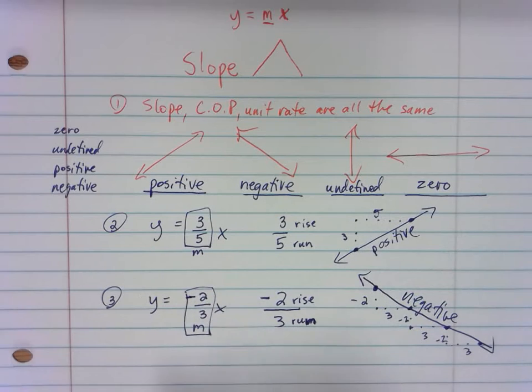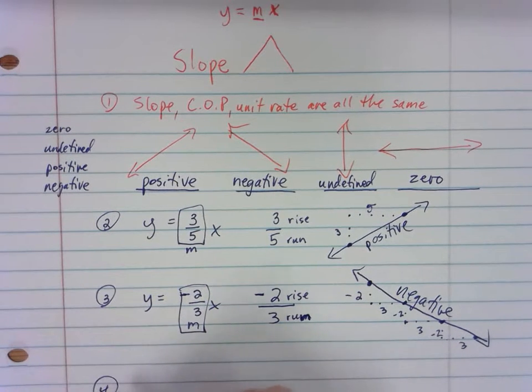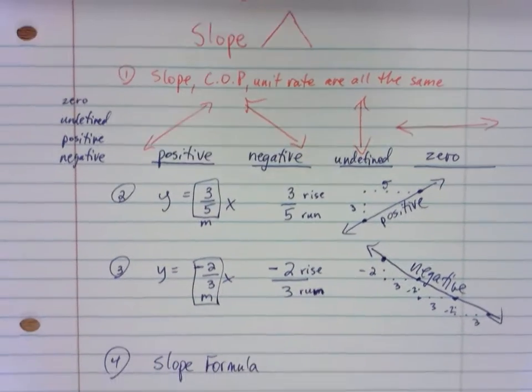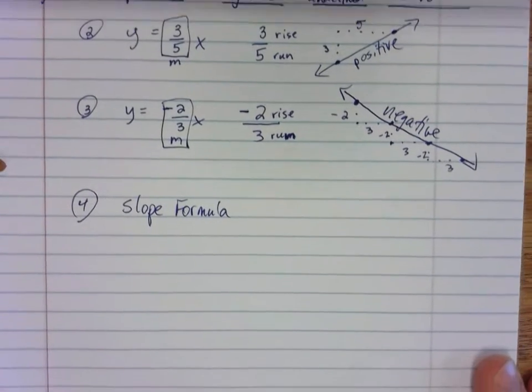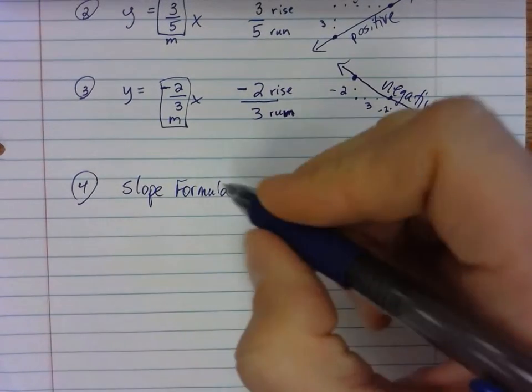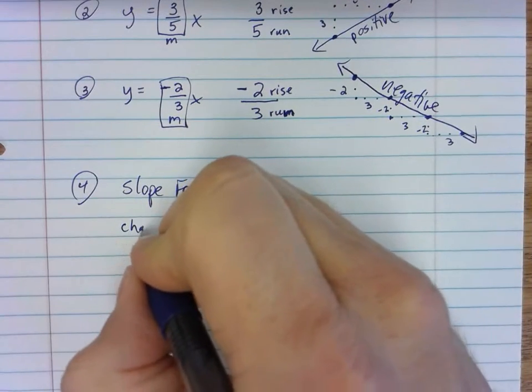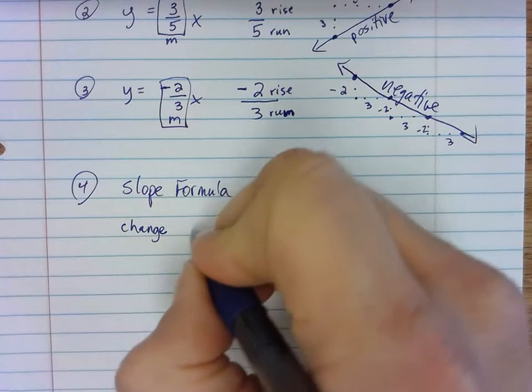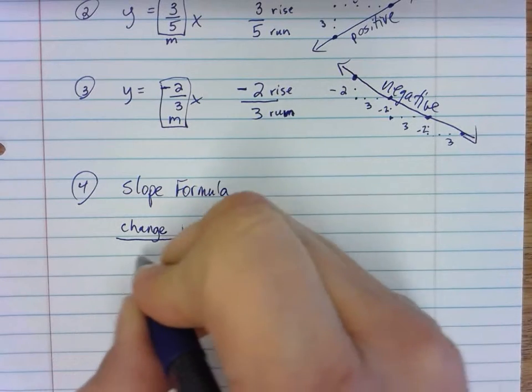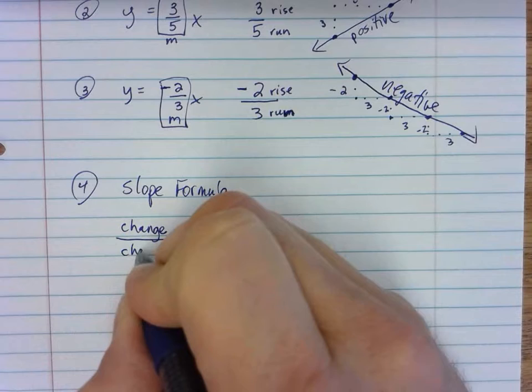That's the m. So I got one other biggie to throw on you today, and that would be the slope formula that we're going to use to find this stuff, okay? The slope formula is our next item, and you'll hear it a couple different ways, and I'll write them both down. So that is the change in y over the change in x.